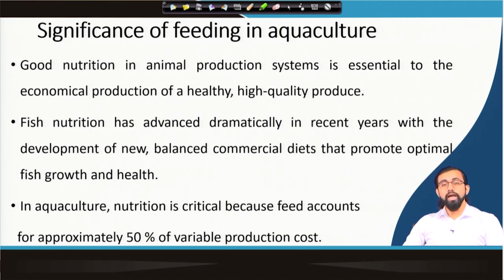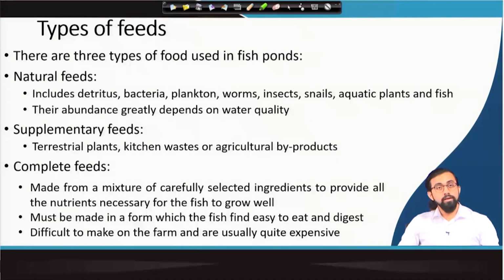Fish nutrition has advanced dramatically in recent years, in the last couple of decades, and new balanced commercial diets are now available all over the world which can promote optimal fish growth and optimal fish health. So let's talk about the types of feeds that are available. Normally there are three types of food used in fish ponds: natural, supplementary and complete food.